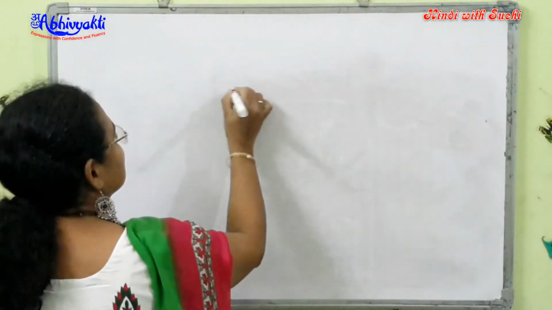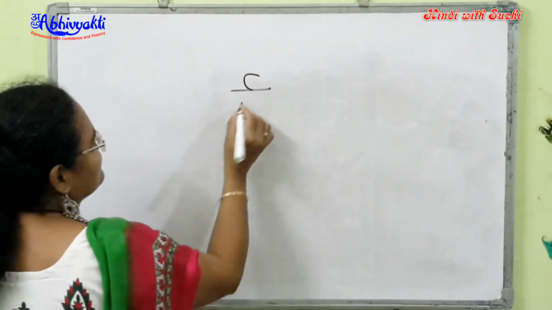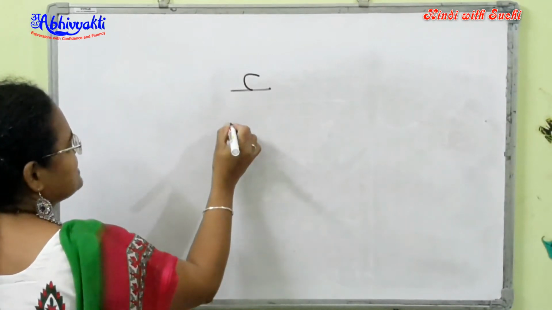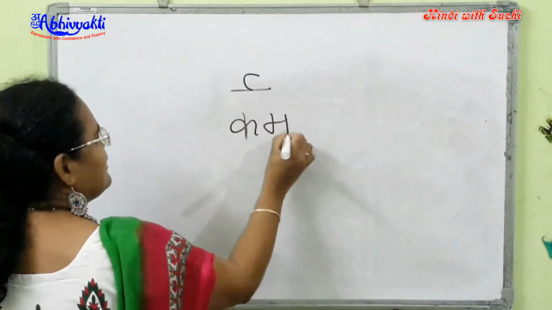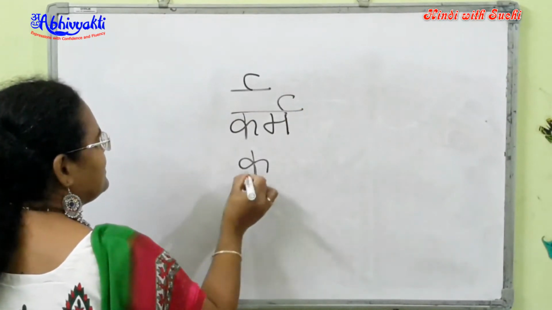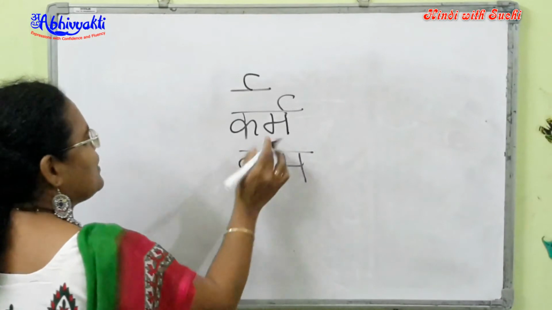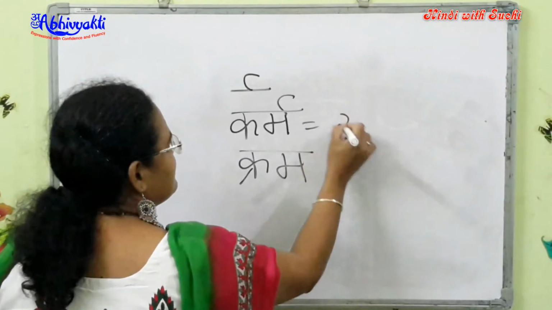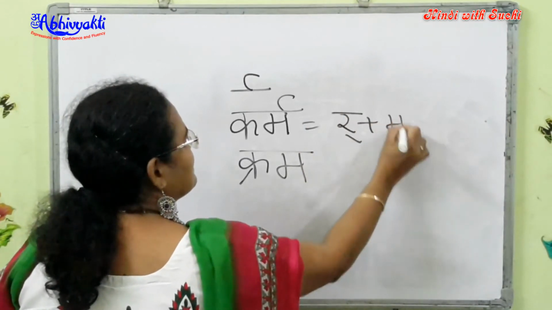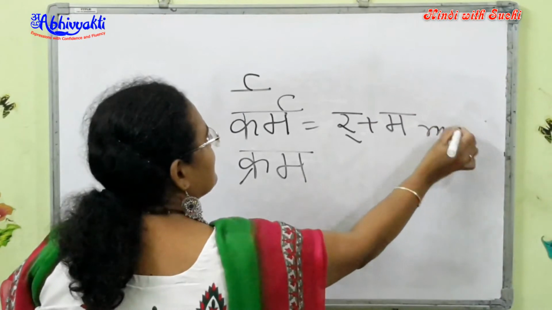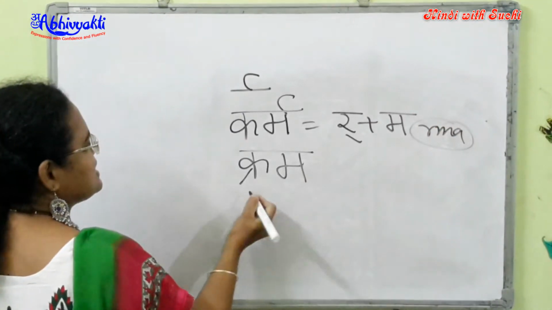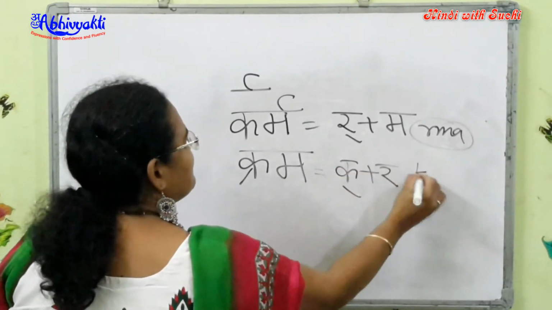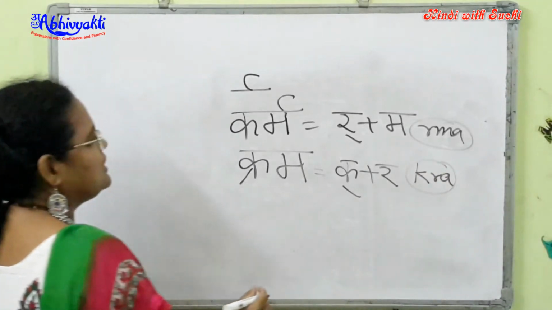Now let us have the R over the top line. Now when do you use this matra? When you have the R sound before the consonant. Let us have two examples. I have karma and krama. Now when I have this, the flying R, this flying R means that the R is pronounced first and then the M. So it is rm. Whereas in this I have the K first and then the R. So this one would be pronounced as kr.